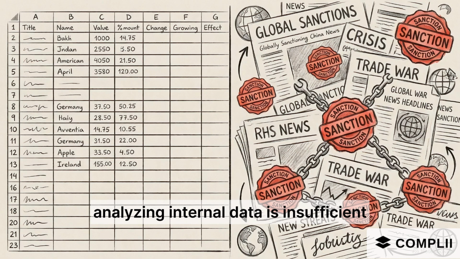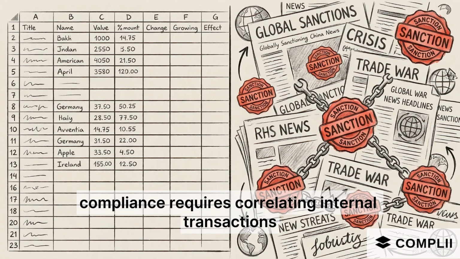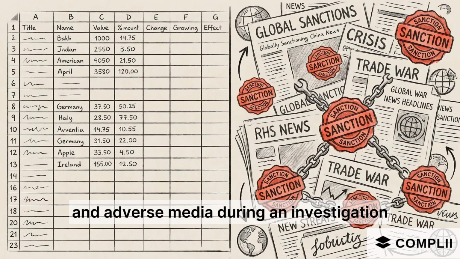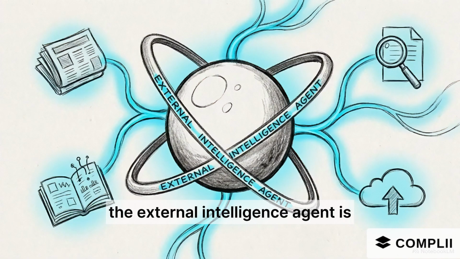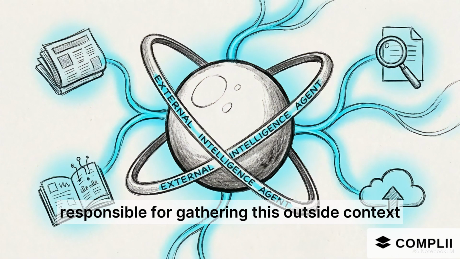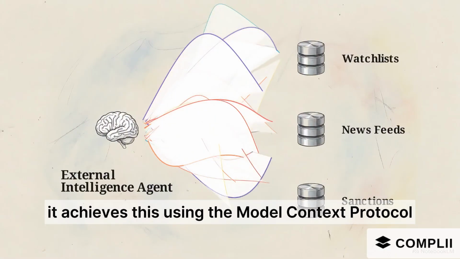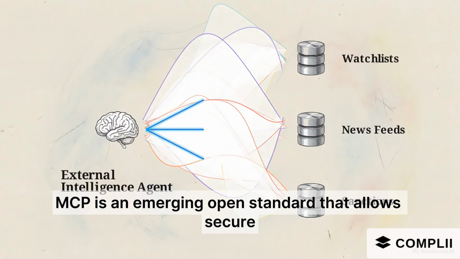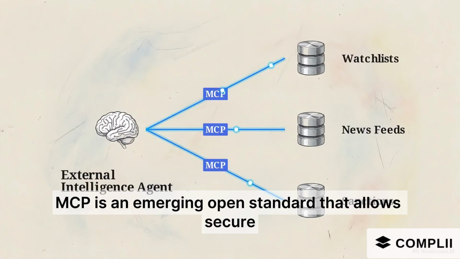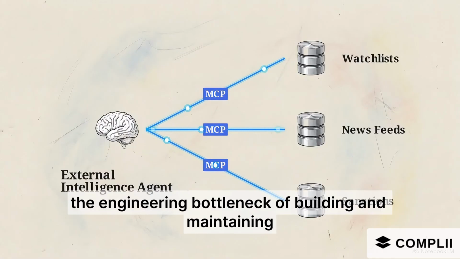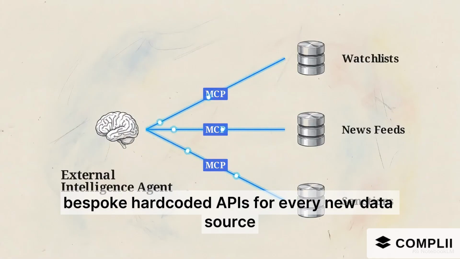Analyzing internal data is insufficient. Robust compliance requires correlating internal transactions with constantly shifting external watch lists and adverse media. During an investigation, the external intelligence agent is responsible for gathering this outside context. It achieves this using the Model Context Protocol, or MCP. MCP is an emerging open standard that allows secure, tool-agnostic AI integration, eliminating the engineering bottleneck of building and maintaining bespoke, hard-coded APIs for every new data source.